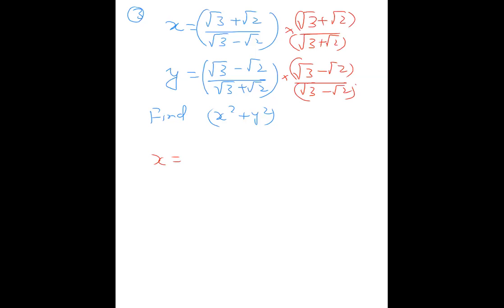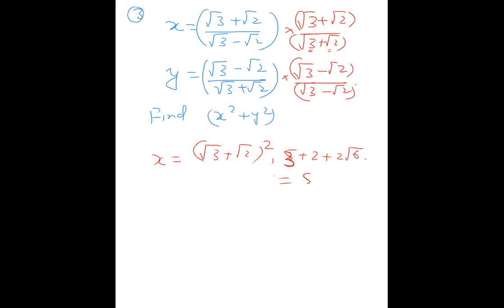So first, x we are getting as, in the denominator we have 3 minus 2, which will be 1. So this is only root 3 plus root 2 the whole square, and a square plus b square plus 2 root 3 into root 2.